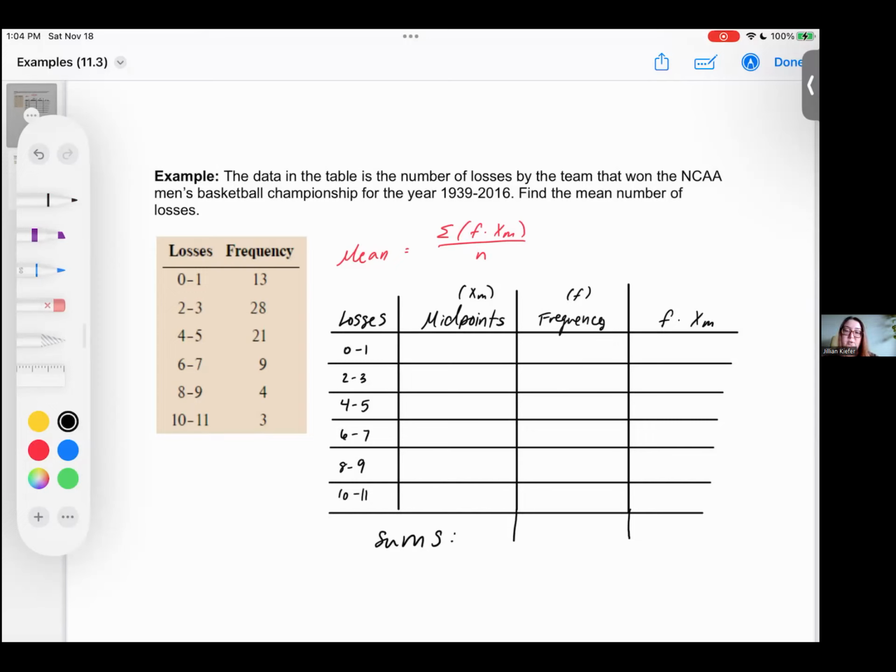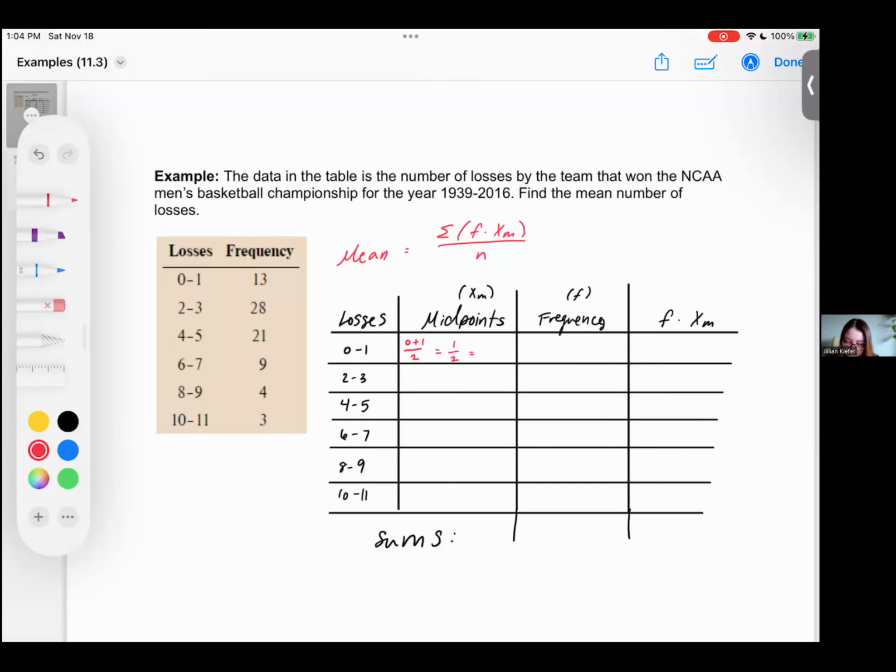So, all right, we have a chart drawn out here, and we need to find the midpoints of all of our different classes. So when we take the midpoint, typically what we want to do is add together the endpoints of the class and divide by 2. So that would look like 0 plus 1 over 2. And that's going to be the midpoint. 0 plus 1 is 1 over 2.